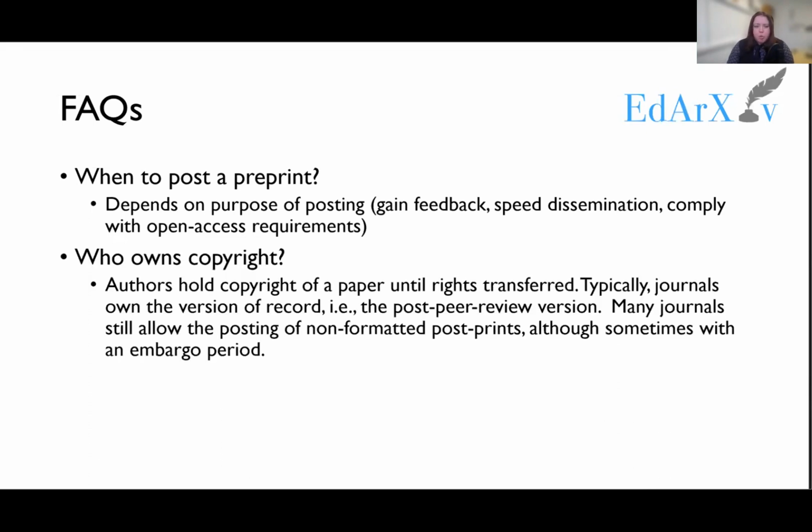In terms of who owns the copyright, you own the copyright as the author of a paper until the rights are transferred. But what's important is that typically the journal that it's published with, what they own is the version of record. And the version of record is the post peer review version. What you should try and do, and I'm going to go into this a bit more in a second, is look up the preprint policy of the journal. An increasing number of journals now have a very clear and explicit preprint policy. Some of them might put an embargo period on posting a postprint or something like that. So do check with them.